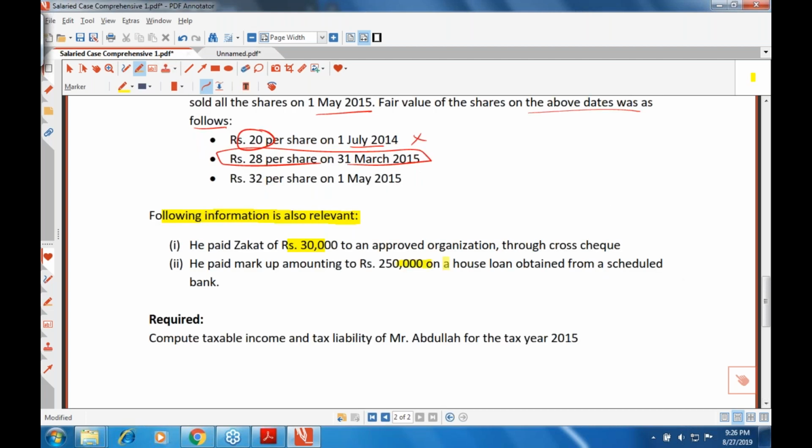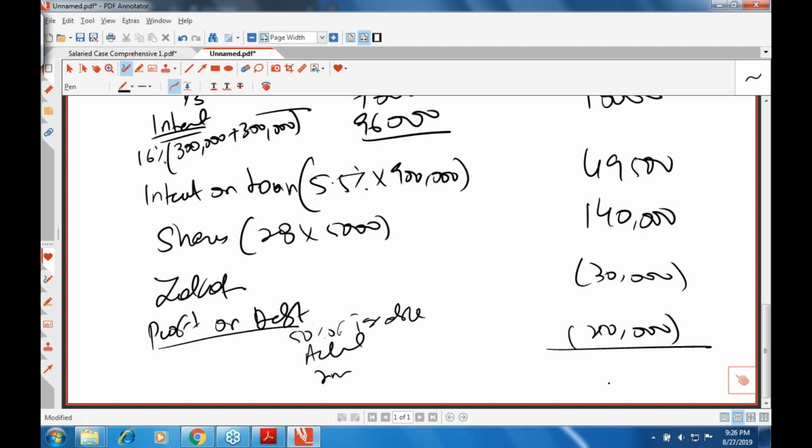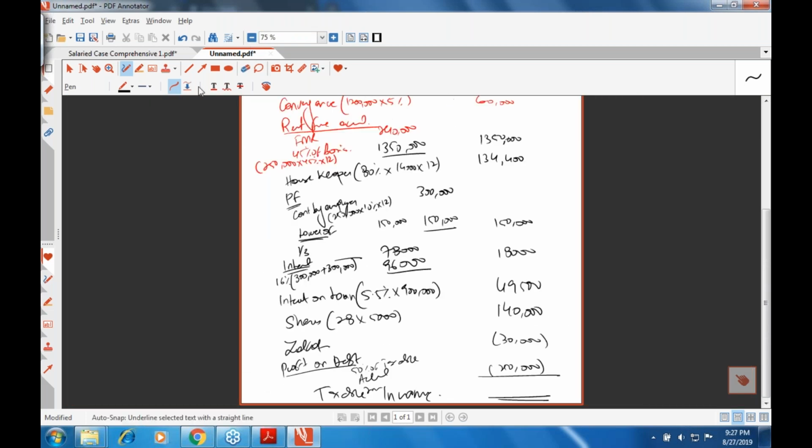So the profit on debt on a house loan obtained from a scheduled bank. If there is a house loan obtained from a scheduled bank, there is an amount which could be deducted, which is 50% of taxable income or the actual interest, or 2 million, whichever is lower. So if you go for it, the 250,000 is going to be the lower amount. You deduct all of them and you will end up getting the taxable income. So this is how it is actually going to be solved.